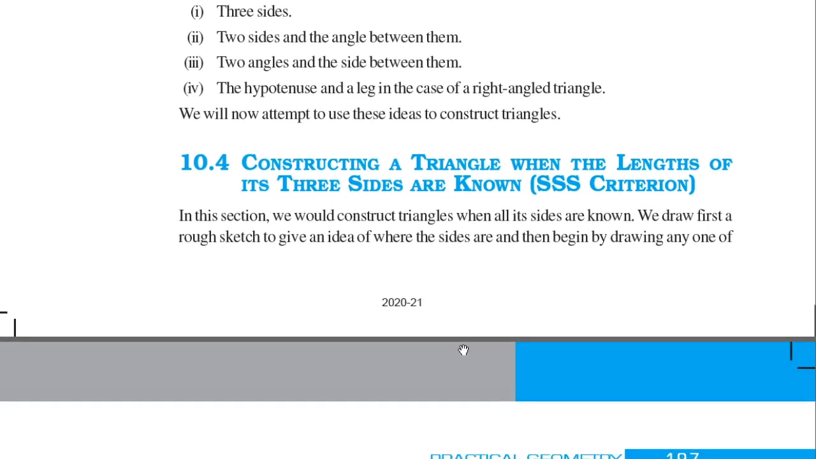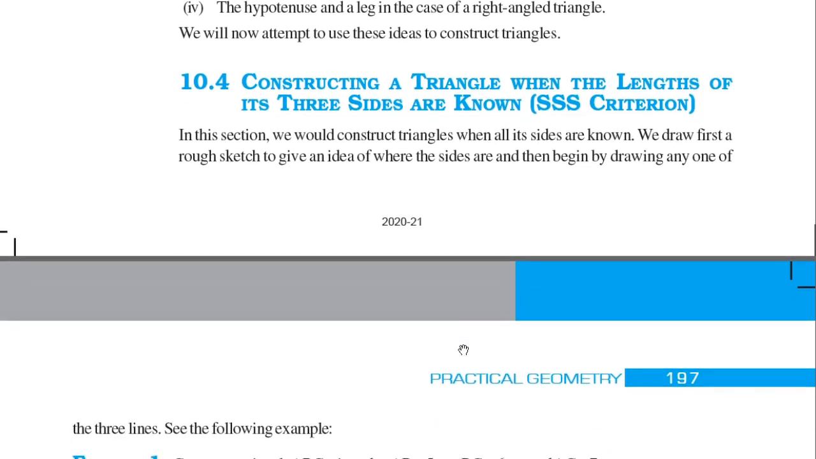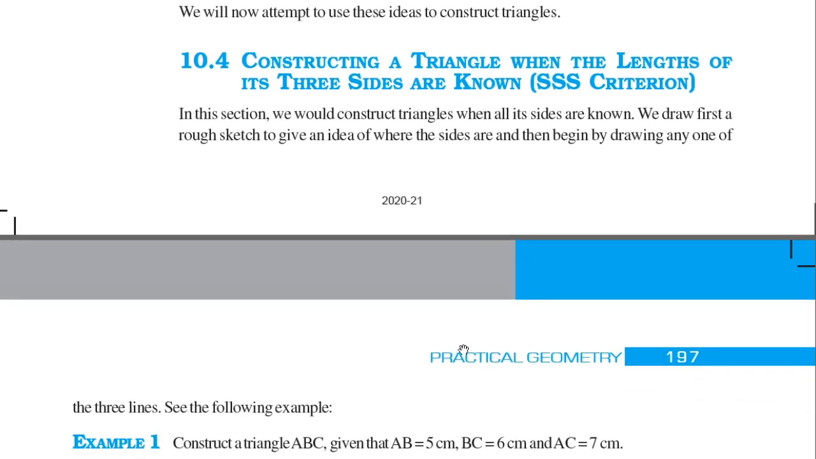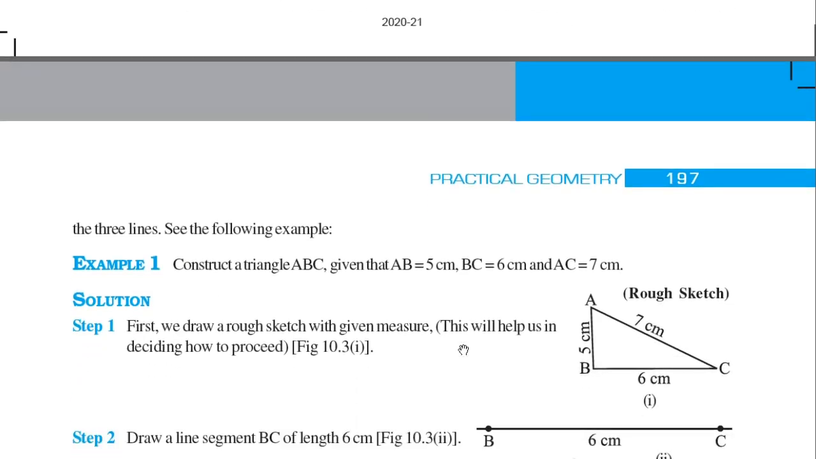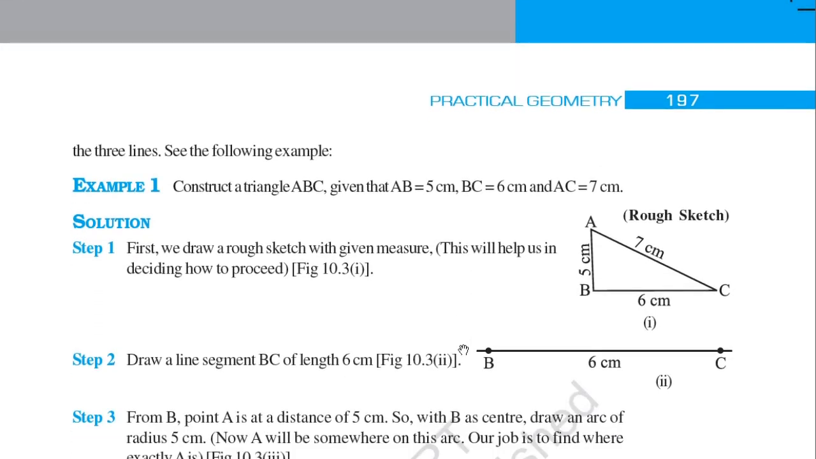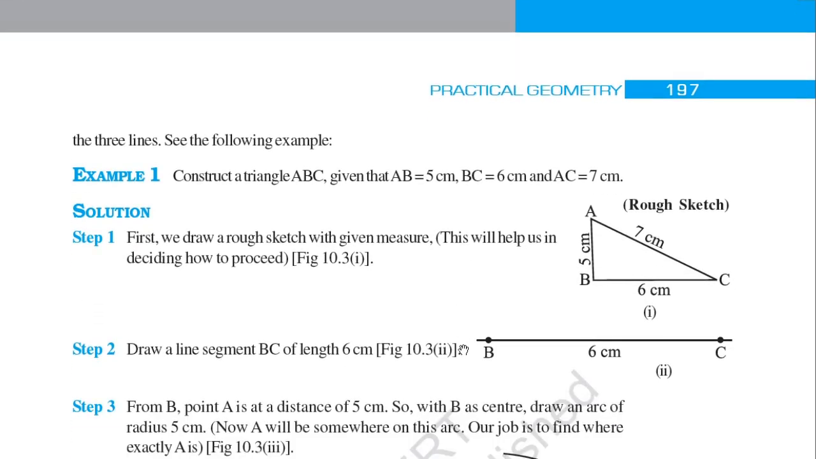10.4 Constructing a triangle with the lengths of its three sides known, the SSS criterion. In this section, we construct a triangle when all its sides are known. We first draw a rough sketch to give an idea of where the sides are, and then begin by drawing any one of the three lines. See the following examples. Example 1: construct a triangle ABC given that AB is equal to 5 cm, BC is equal to 6 cm and AC is equal to 7 cm.